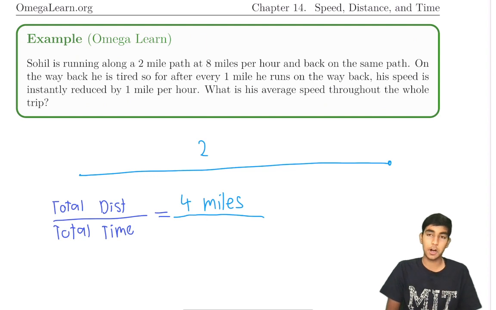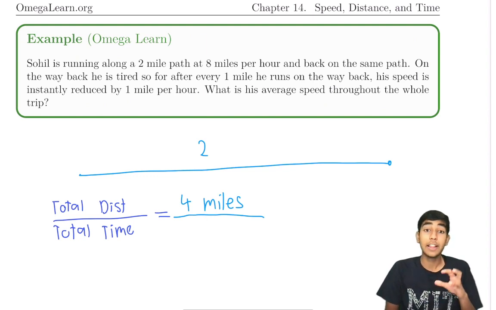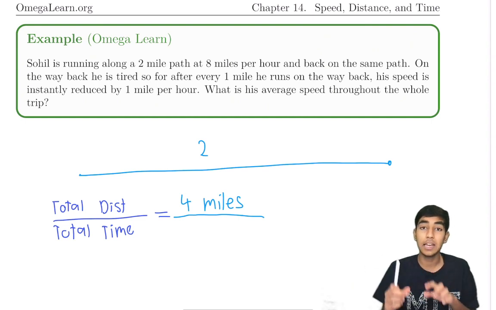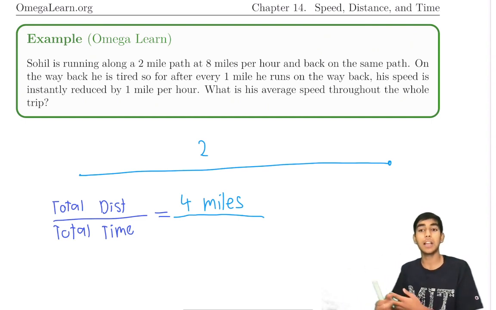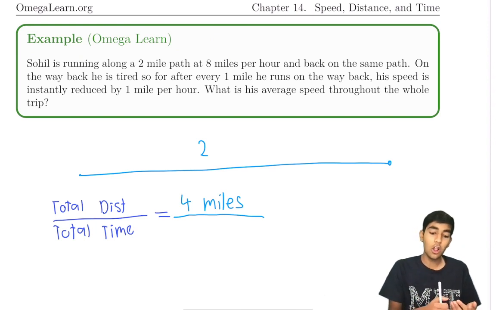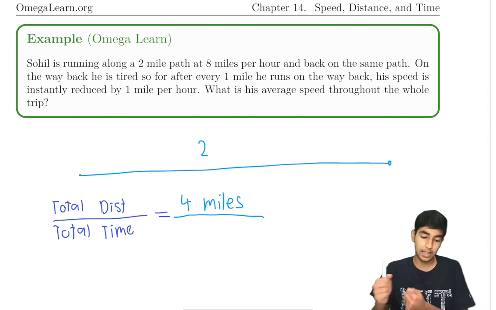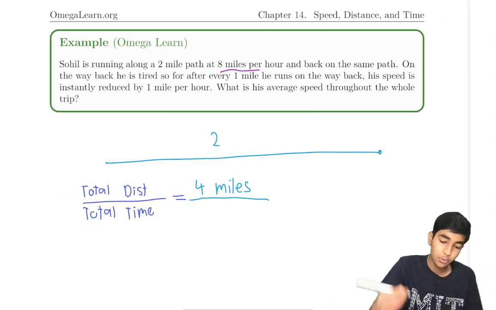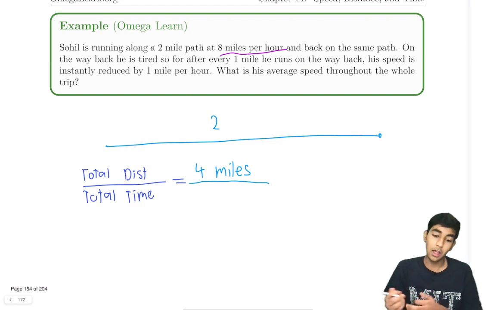Now, this is a tricky part of the problem. To find the total time, we can't just do it all in one step. We're going to have to take each interval and look at the amount of time it will take separately. Okay, so first of all, how long will the journey there take? It's a 2-mile path moving at 8 miles per hour, so we just use the formula.